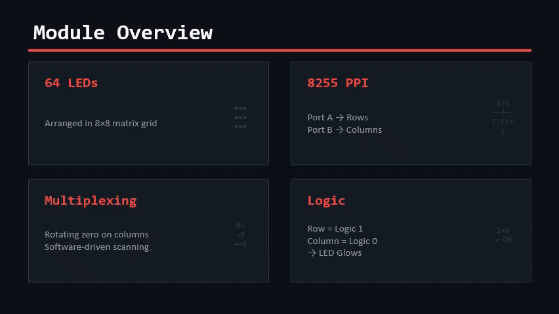Let's begin with the module overview. The LED matrix consists of 64 LEDs arranged in an 8x8 grid. These LEDs are controlled using the 8255 PPI, where port A controls the rows and port B controls the columns. The system uses multiplexing, where columns are activated one at a time using a rotated zero pattern. The logic is simple: when a row is set to logic 1 and a column is set to logic 0, the corresponding LED glows. This allows you to control multiple LEDs efficiently with limited hardware.